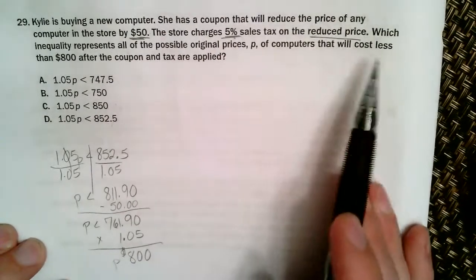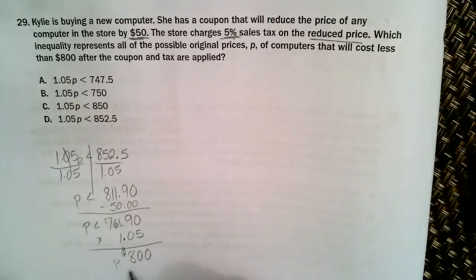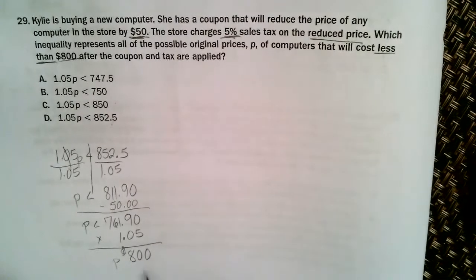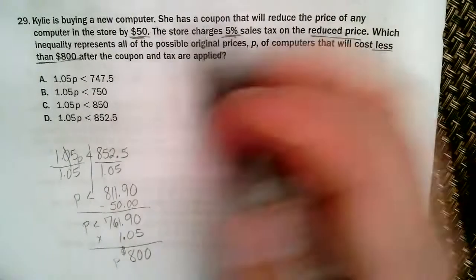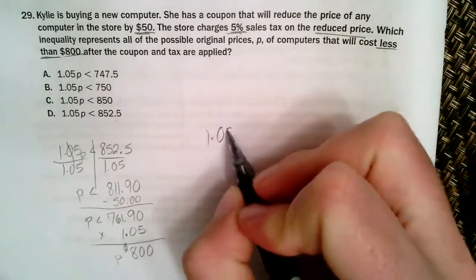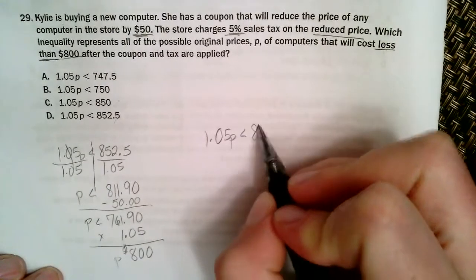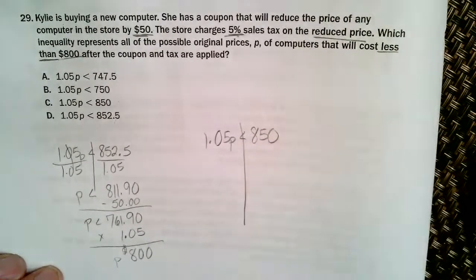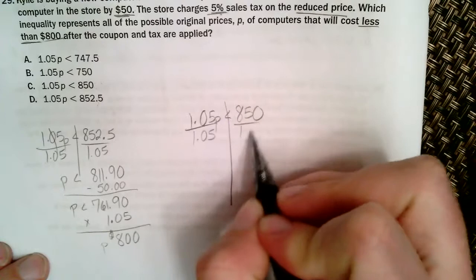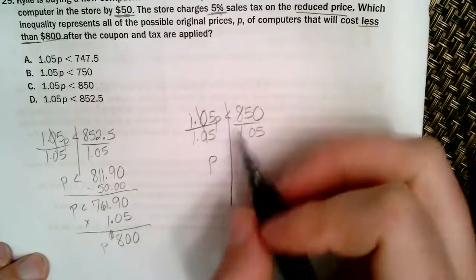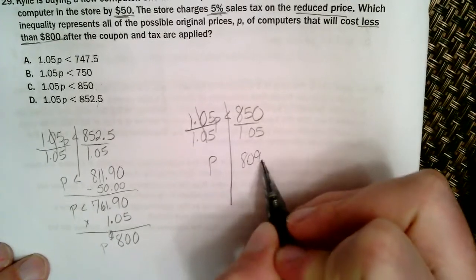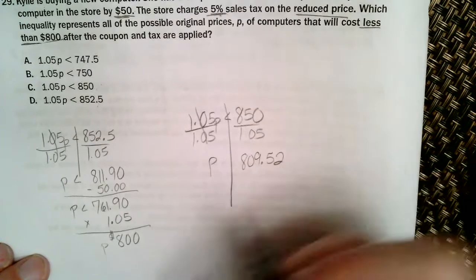Now it doesn't want exactly 800. It says less than 800. So this one will not work. We want to go a little bit lower than that. So let's try 850. We set it up the same. We draw a line down the middle and divide both sides by 1.05. This side cancels. 850 divided by 1.05 is $809.52.